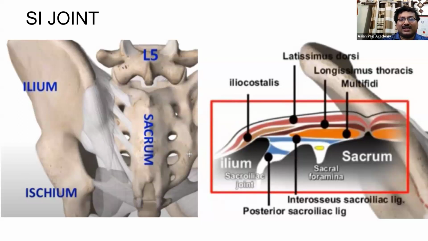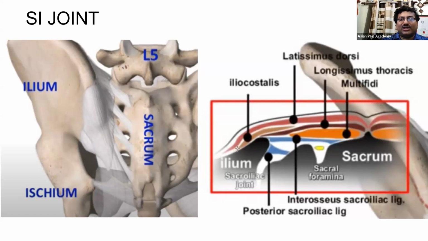So here it is the ilium. You can see the ilium. Then we have the sacroiliac joint. And just inferior to this posterior superior iliac spine, we have the S2 foramina. So the bony margin will be like this.